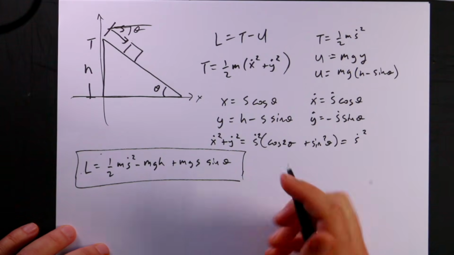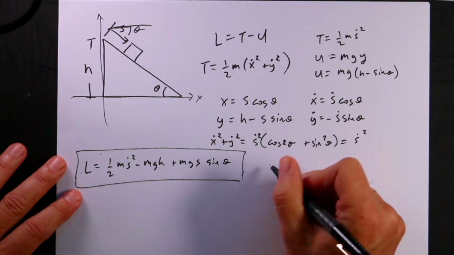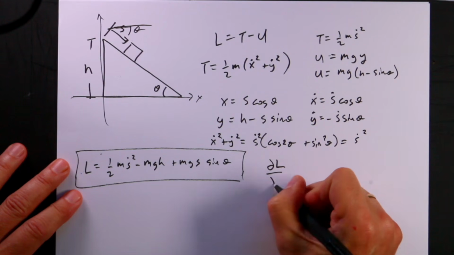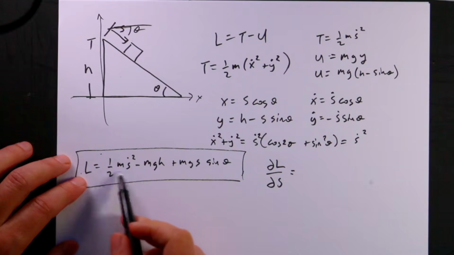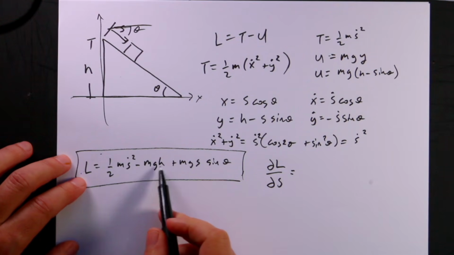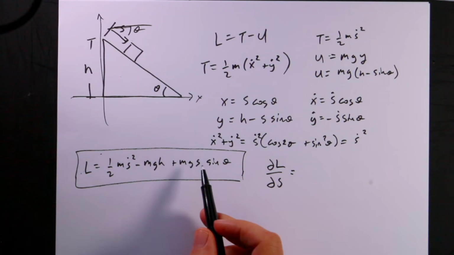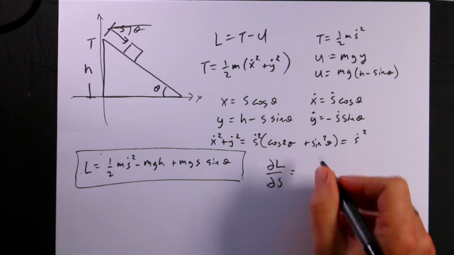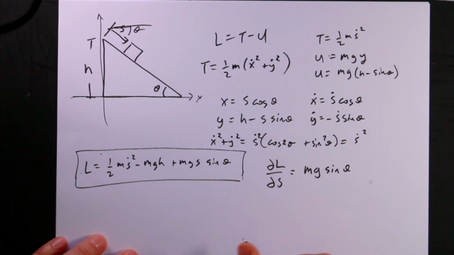You're done. Okay, so now I need to do the Euler-Lagrange equation. So I need to take the partial of L with respect to my variable s. There's no s right here. There's an s dot. There's no s right there. Here I have one s, so I have mgs sine theta. That's the only thing that depends on s. So when I take the partial derivative of that, I just get mg sine theta.